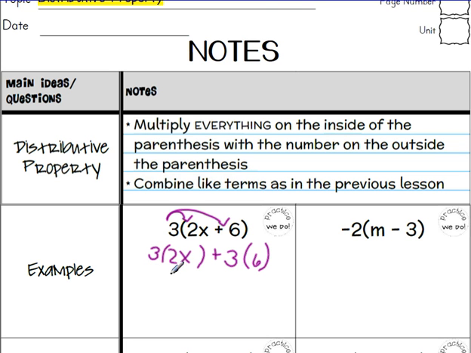So 3 times 2x is 6x, and 3 times 6 is 18. So 6x plus 18 is the simplified version of 3 and in parentheses 2x plus 6.